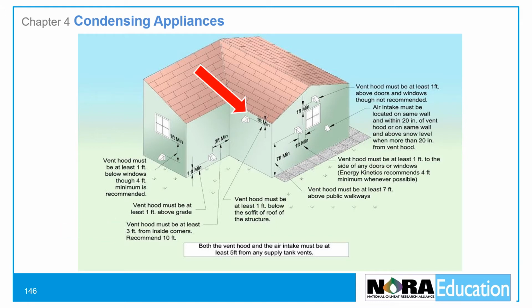At least 1 foot below the soffit of a roof. At least 7 feet above public walkways. And at least 1 foot to the side of doors and windows. In addition, both the vent hood and the air intake must be at least 5 feet from any supply tank vents.